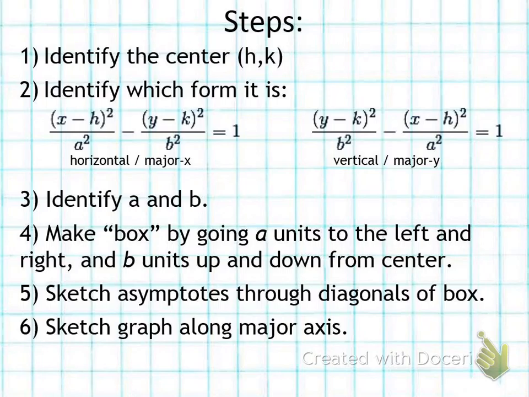Then you're going to make sure you know what A and B are. You'll make a box using A and B. So from the center, you're going to go A units to the left and right, B units up and down, and then you'll make the box, and then sketch asymptotes through the diagonals, and sketch your graph on either the left and right or on the top and bottom, depending on which type it is.